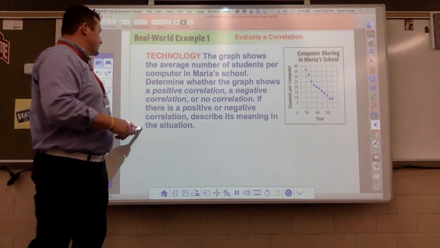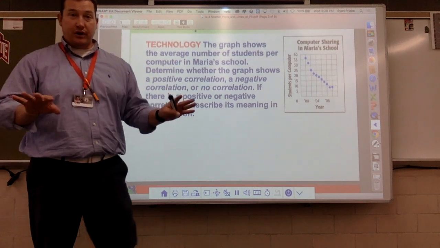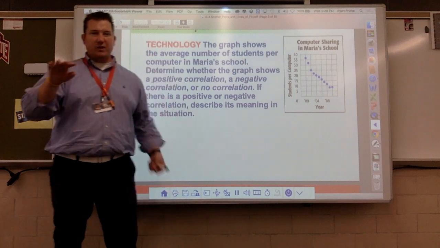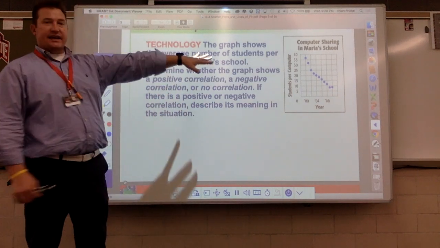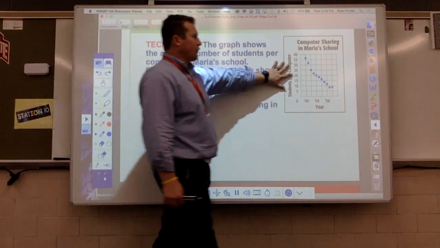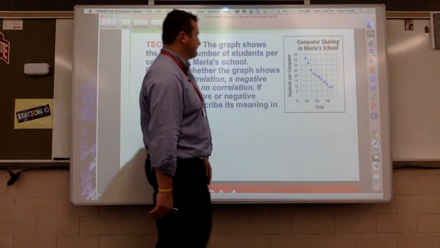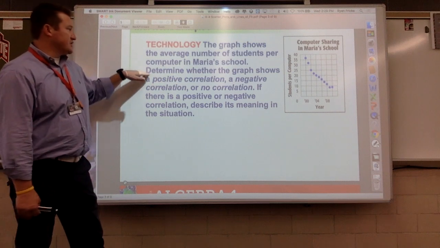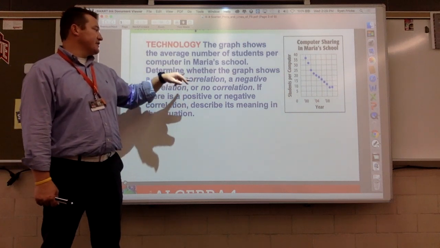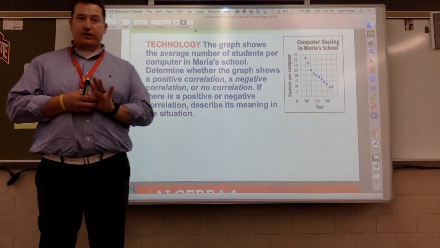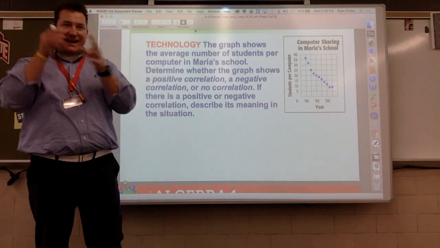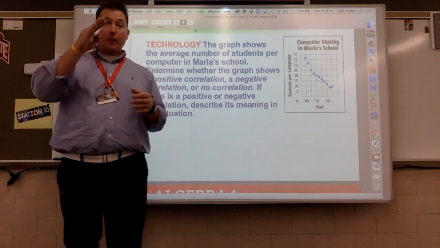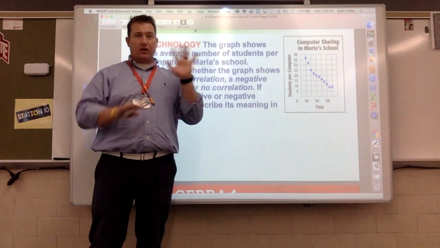We're going to do some super easy stuff in 4-4, and then we're going to do some super annoying stuff. Here's some of the super easy stuff. It gives me a graph over here and says determine whether the graph has positive, negative, or no correlation. Are the majority of the dots going uphill, downhill, or just all over the place?